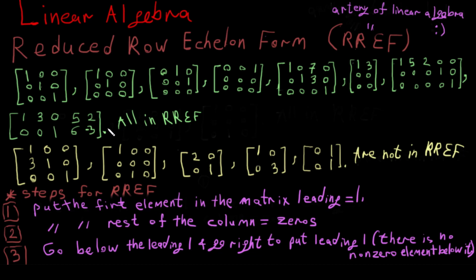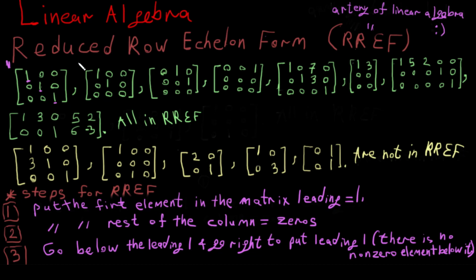Here it's like a game. Imagine 1 here, you go below, then go right until you find 1. Below, then go right until you find 1. It's very easy. And of course, for each leading 1, below and above it should be 0.